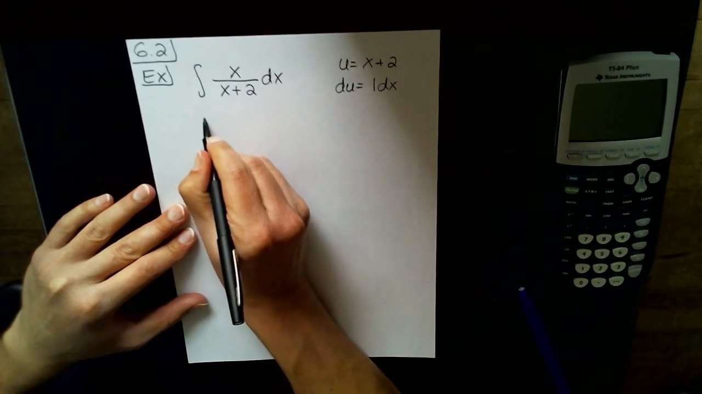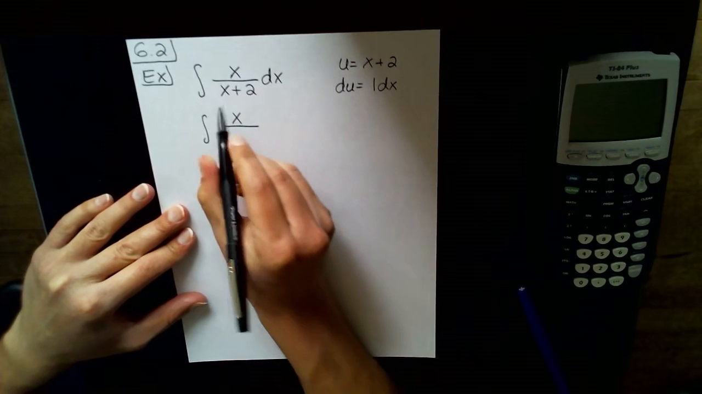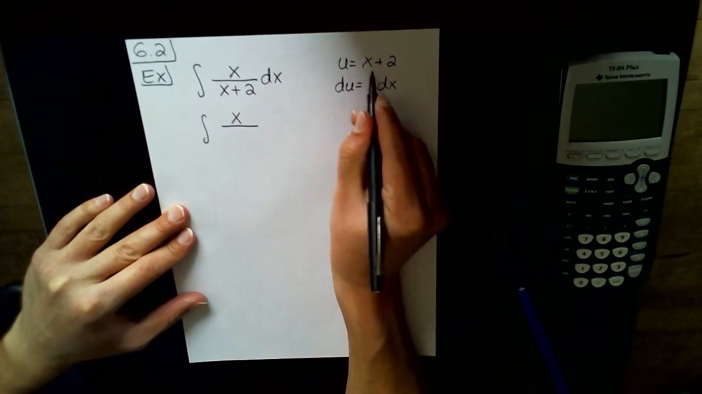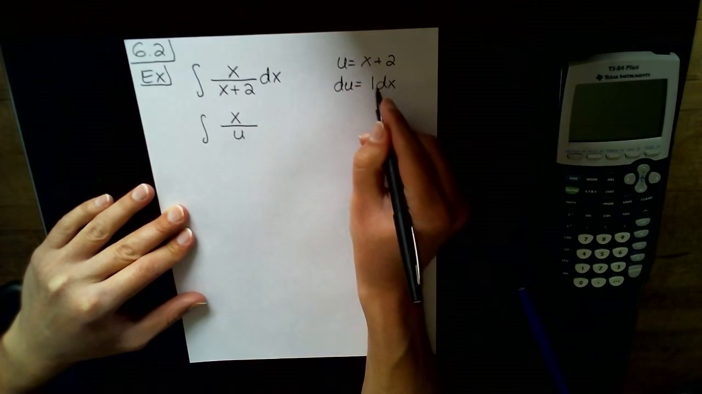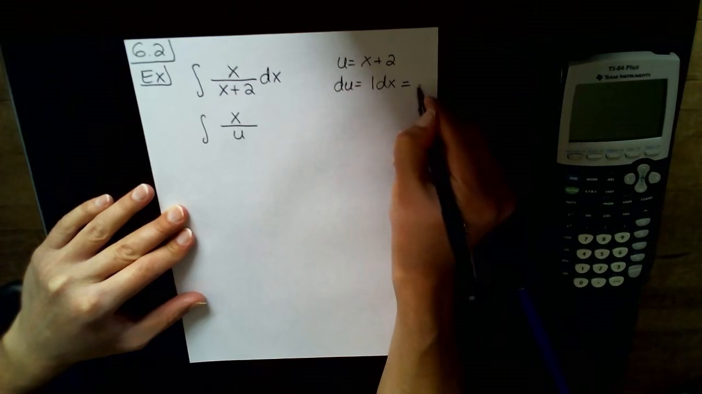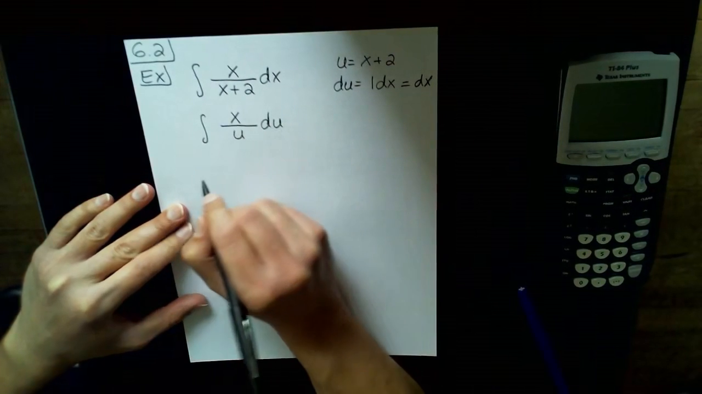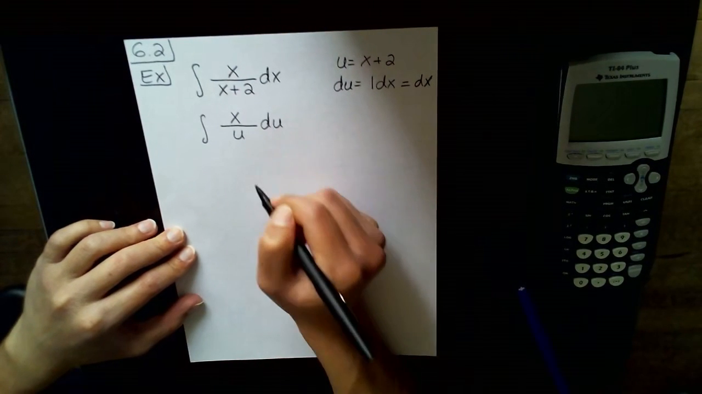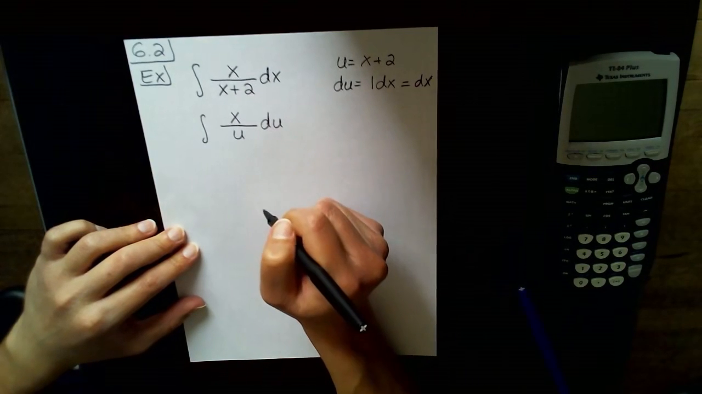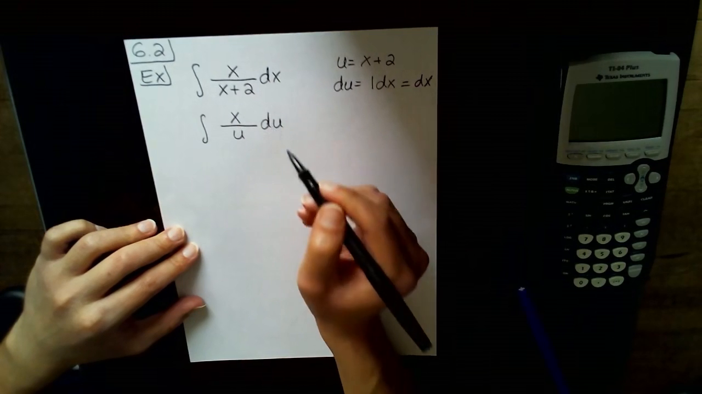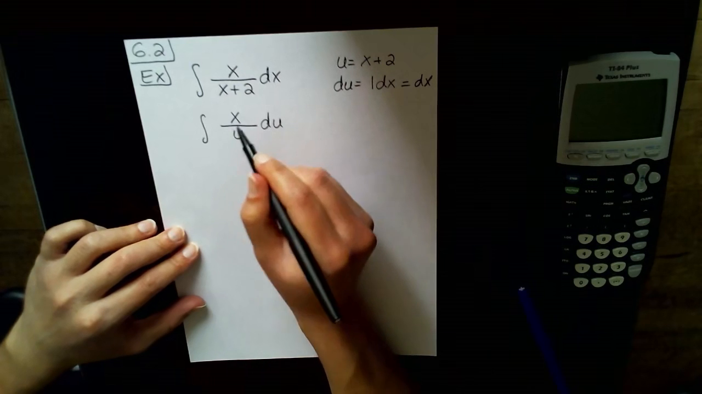So going through our u substitution, we have the integral of x over x plus 2 we said was u, and dx, well, we said 1 dx, or just dx, is du. So the integral of x over u du. It's tempting to want to start taking the antiderivative here because we have the du, but we can't as long as that x is in the problem. It has to be only u values.